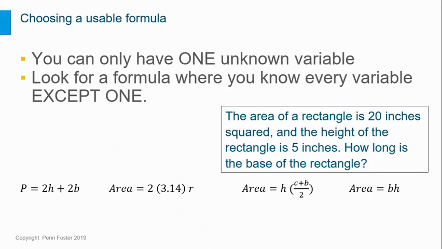First, eliminate any formulas that don't have base, since that is what you are solving for. Then, eliminate any formulas that have more than one unknown variable. The formula that will work will let you put in area and height, leaving base as the only unknown variable.